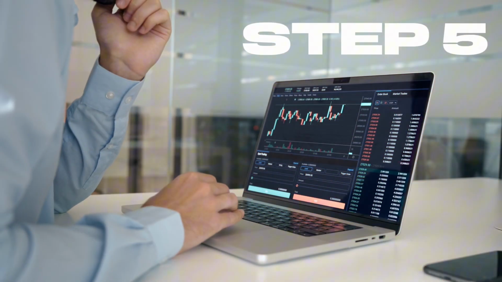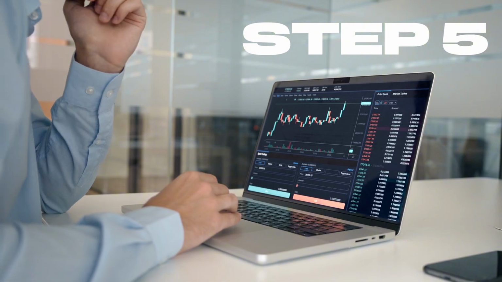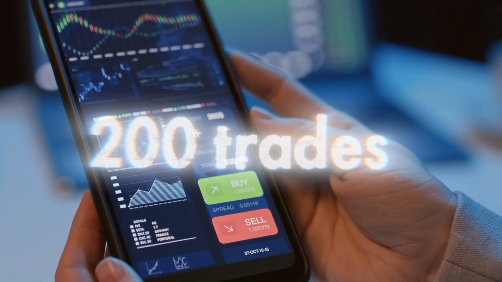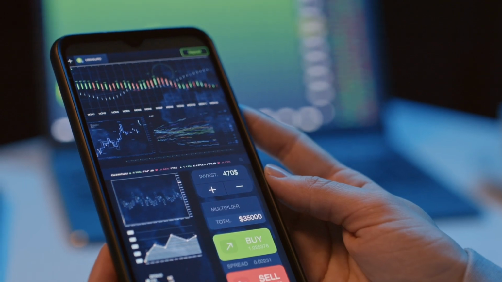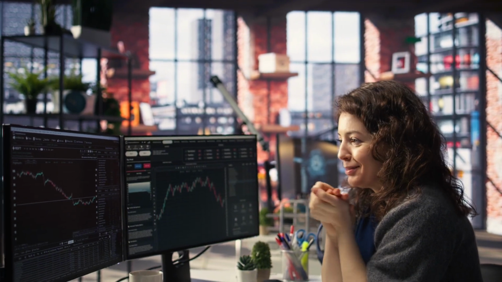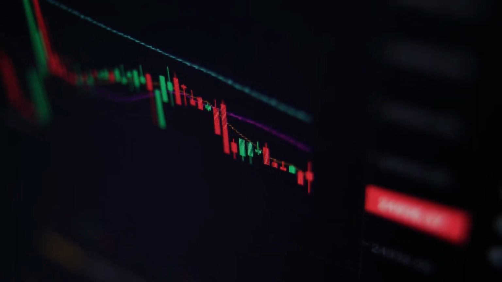Step 5. System formation. Continue until you accumulate statistics. Statisticians recommend about 200 trades for a fully reliable sample, but even 30 to 50 trades already give an understanding of how the strategy works, what its drawdown is, and how you behave in real trading. Main thought, don't build a system on feelings, build it on numbers. Exactly statistics gives confidence in the strategy, in risk size, in your actions.